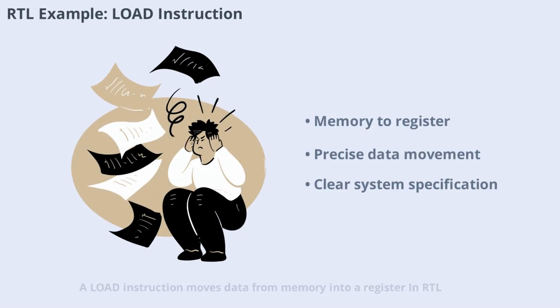A load instruction moves data from memory into a register. In RTL, this might be written as R1 ← M[100], meaning the contents of memory location 100 are loaded into register R1. This notation helps designers specify exactly how and where data is moved in a system.